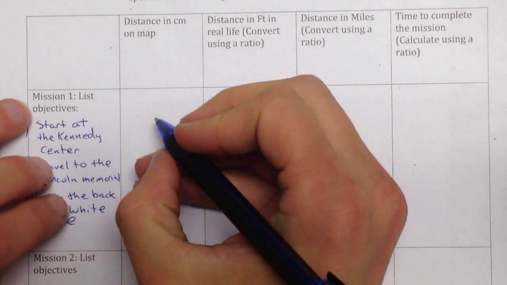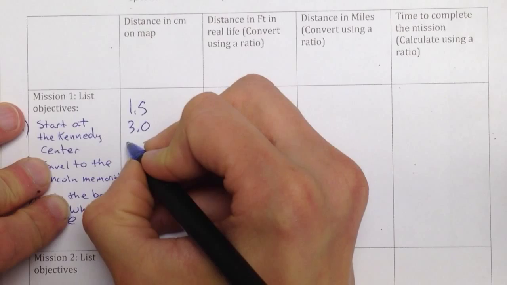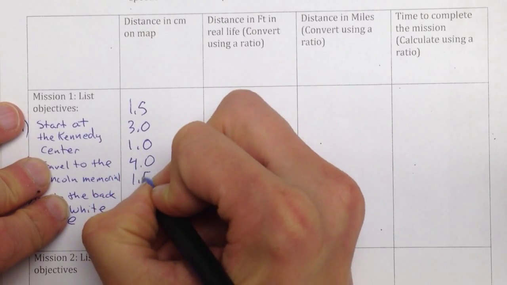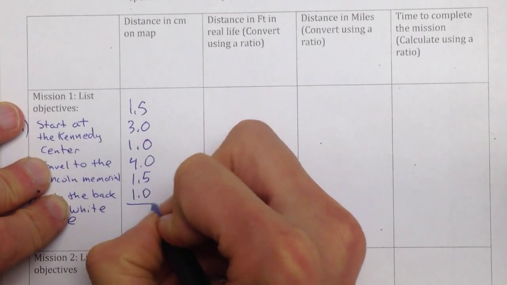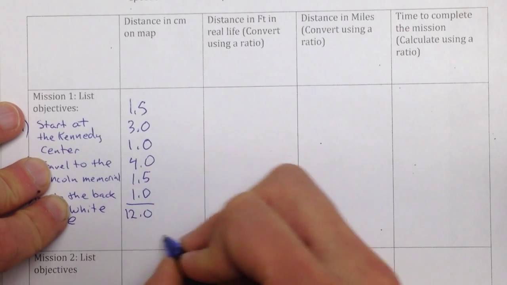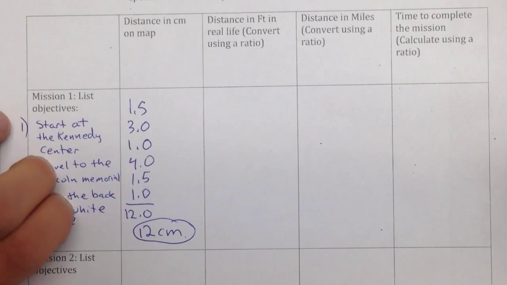So right here, I would just write that out. I had 1.5 plus 3. I want to make sure I line up my decimals. 1, 4, 1.5, and 1. And so that adds up to 12. So we have 12 centimeters. That's the distance in centimeters.